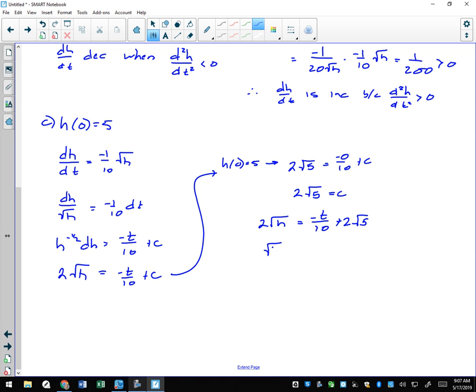We'll solve for h. Divide everything by 2, so negative t over 20 plus root 5, and then we will square both sides, and h is all of negative t over 20 plus square root of 5, squared. There's your answer, and we are done.